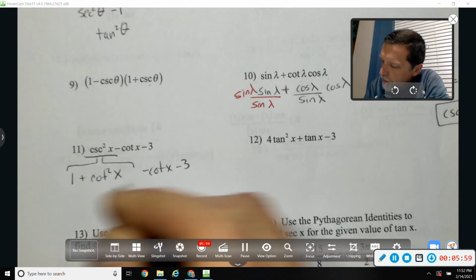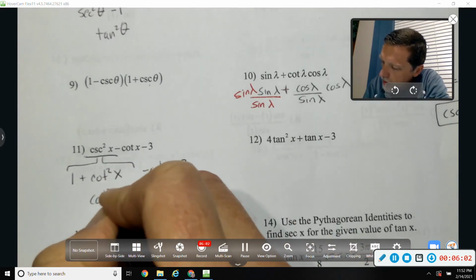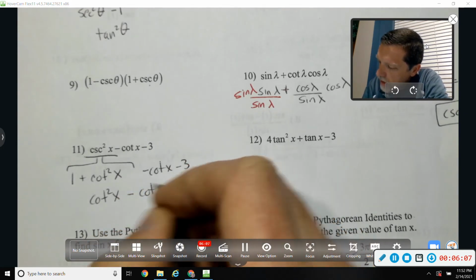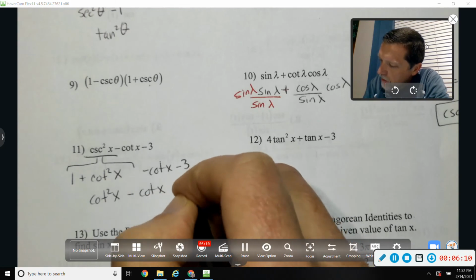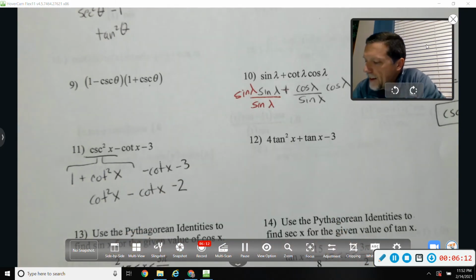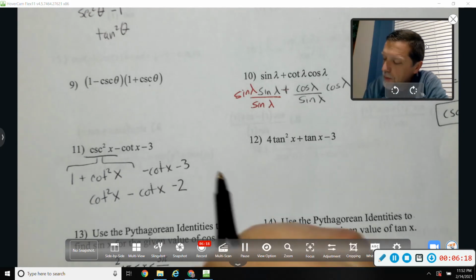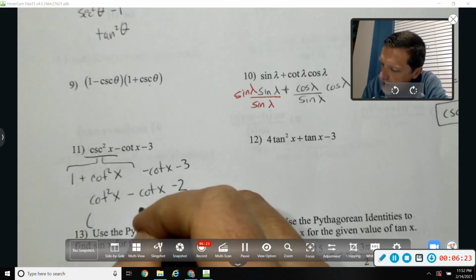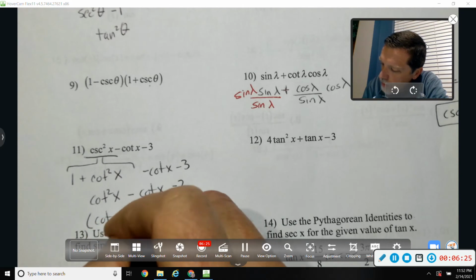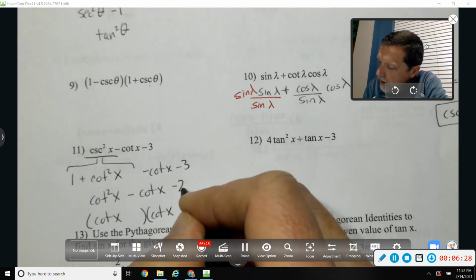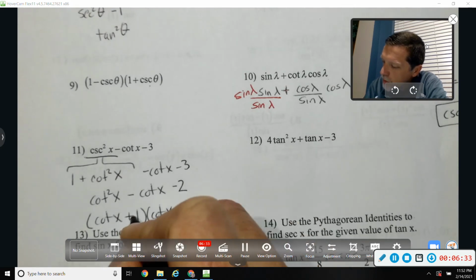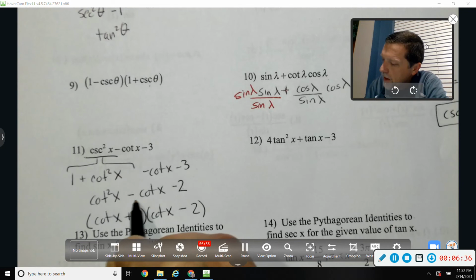So if I move things around a little bit, I get cotangent squared x minus cotangent x, and then 1 minus 3 would be negative 2. I don't know that it's abundantly clear what they want you to do from here, but that will factor. If I view this as cotangent plus something and cotangent minus something, I need to get to 2, so factors would be 1 and 2, and if it's minus 2 and plus 1, that would get me to negative cotangent.